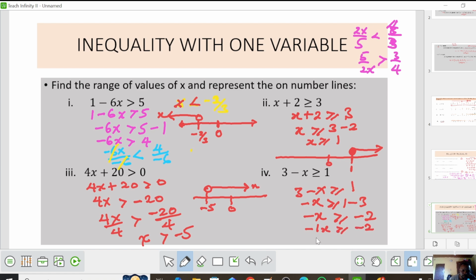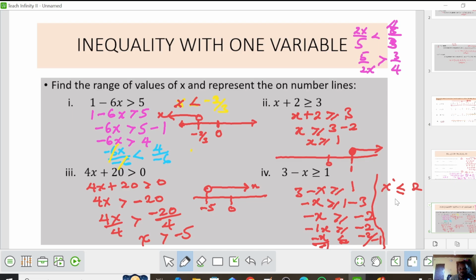So that means I'm going to divide both sides by a negative number. If I'm dividing by negative, that's minus x divided by minus 1. The inequality sign will change, and you continue from here. So write that x will now be less than or equal to 2.